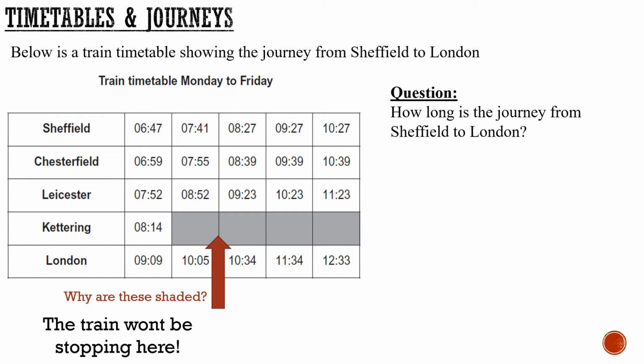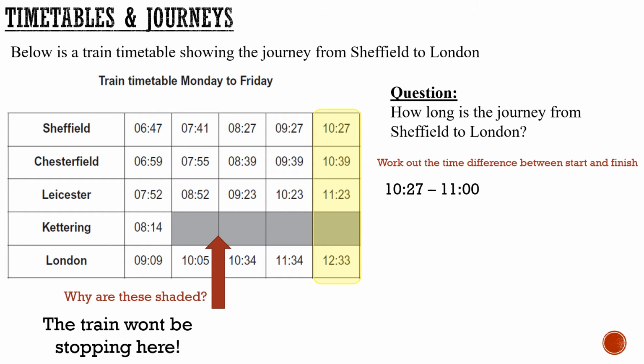You could use any of these times to help you. I'm going to look at the start time and the finish time of the last train. It doesn't actually matter, it should all be the same time. So we're working out the gap between 10:27 where it started and 12:33 at the end.